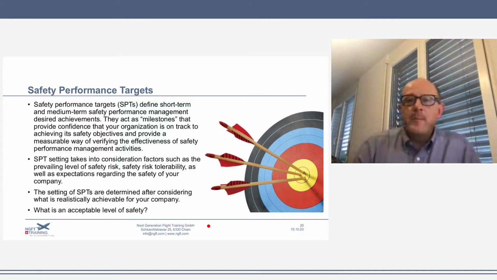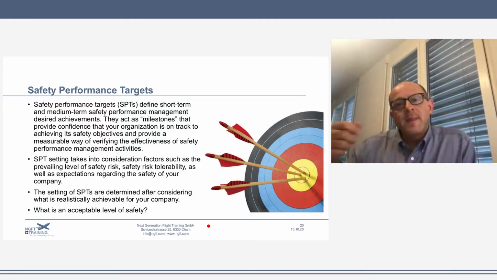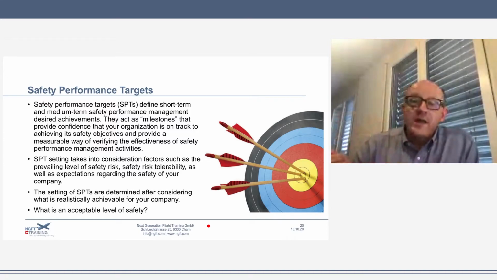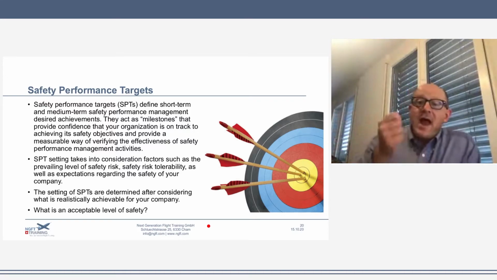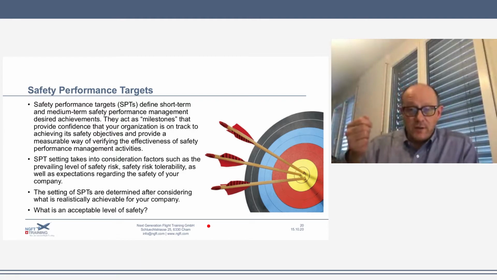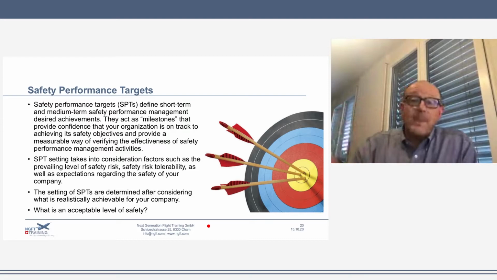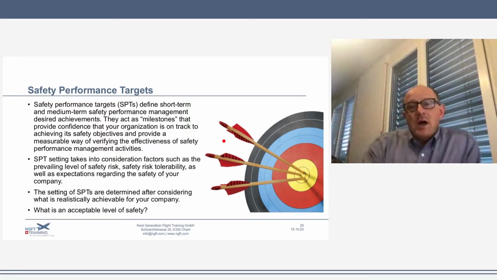So it is really important, when you define a safety performance target, to think about how it will influence the behavior of the people. When you set a target, people will try to achieve the target. What does that mean? Also, when you set a target, what is your acceptable level of risk? What is your acceptable level of safety?